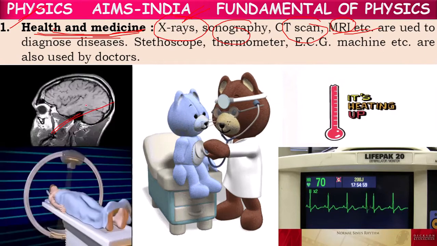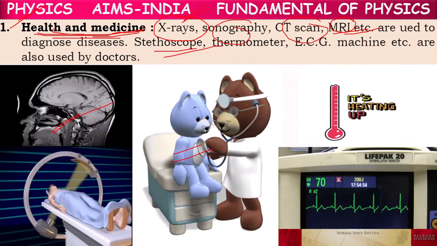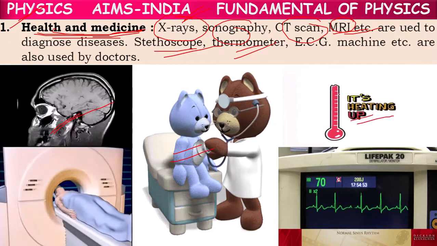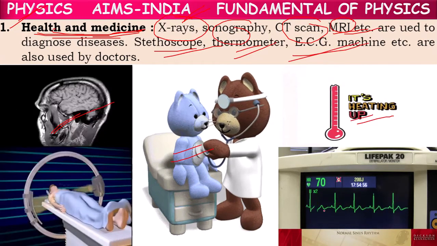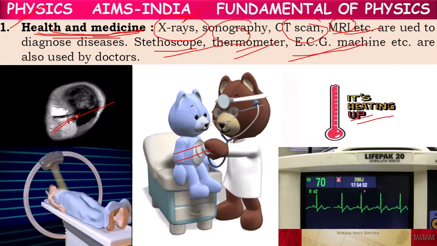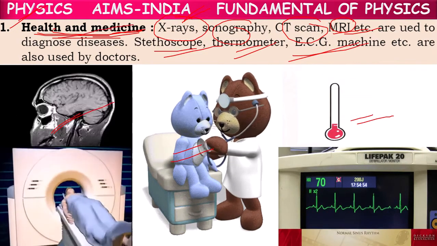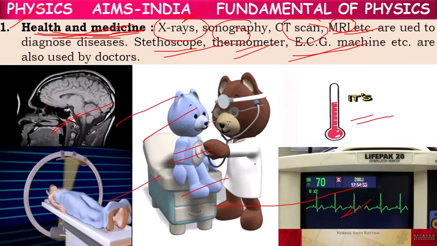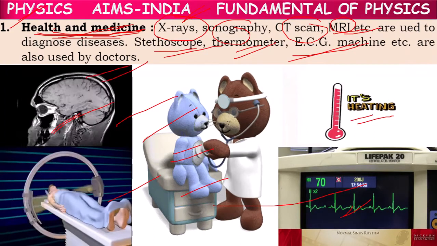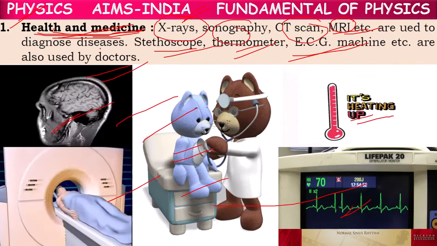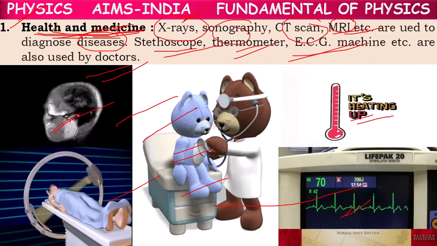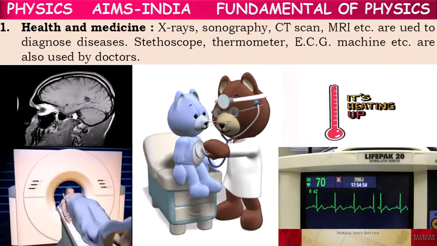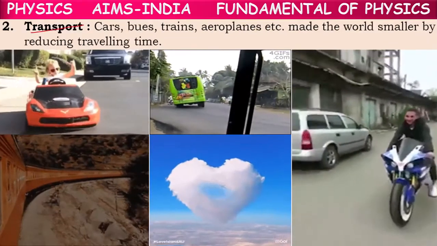Then the stethoscope for checking our heartbeat, the thermometer for checking our temperature, ECG, which is also for the heartbeat. Like that, in the health and medicine field, so many machines were invented because of physics, which are used by doctors. With the help of these machines, they can diagnose disease, find out what disease we are affected with, and give us proper treatment.